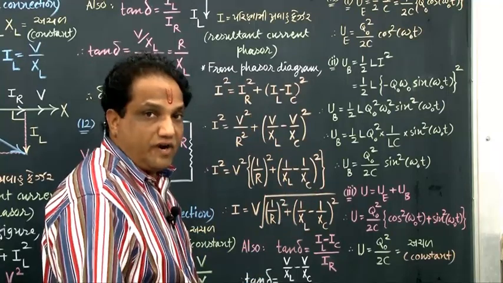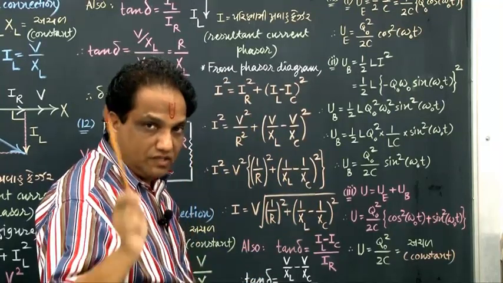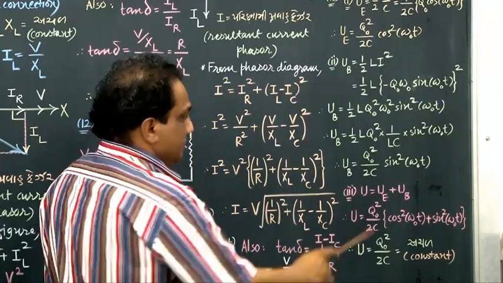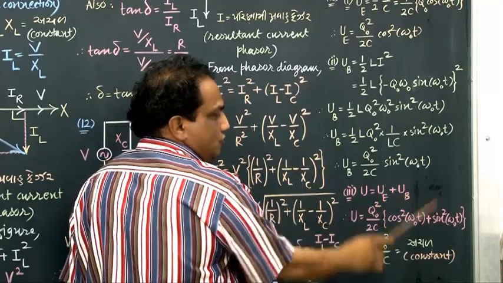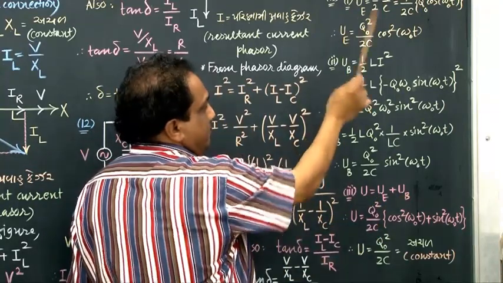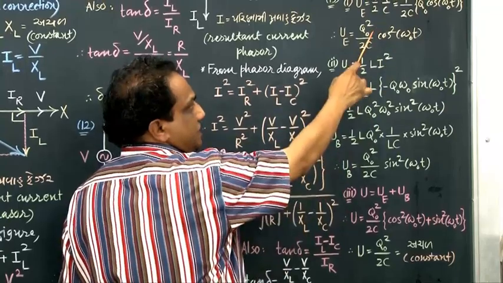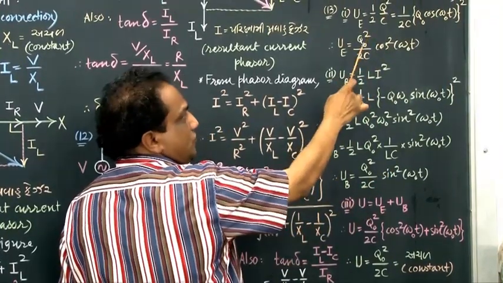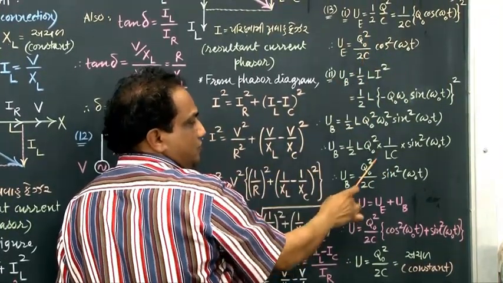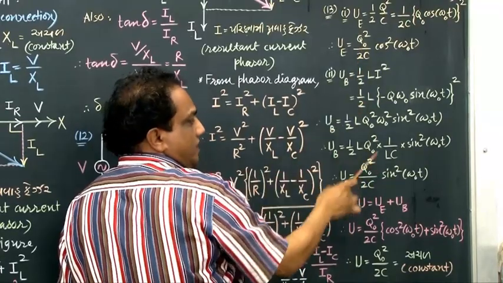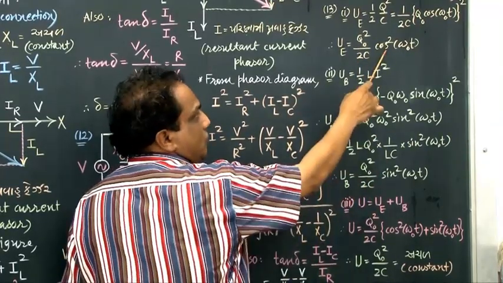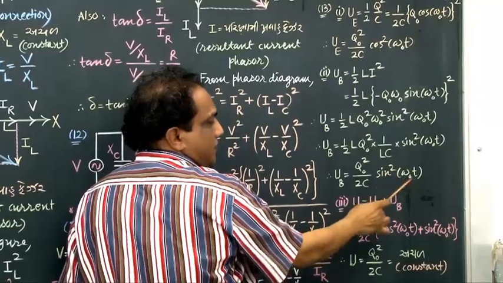Now if we want to find the total energy stored in the entire LC circuit, then U equals UE plus UB, which is this plus this. So Q0 square upon 2C, Q0 square upon 2C, we can take common inside the bracket: cos square omega 0 t plus sine square omega 0 t.